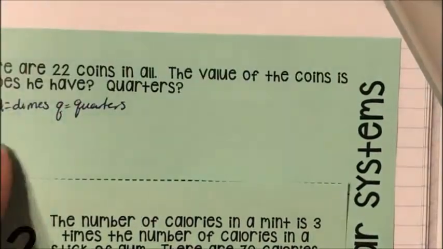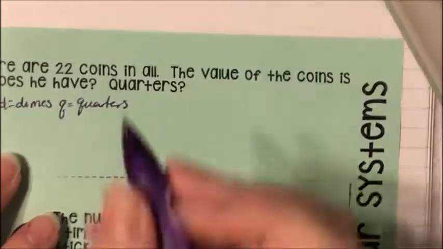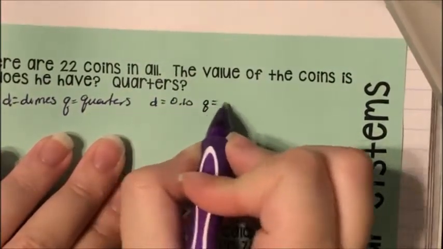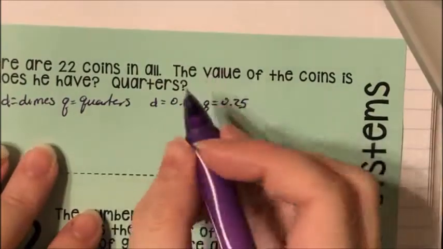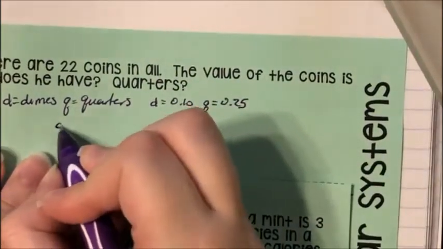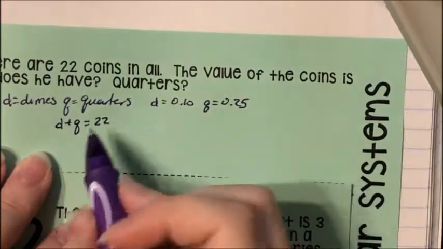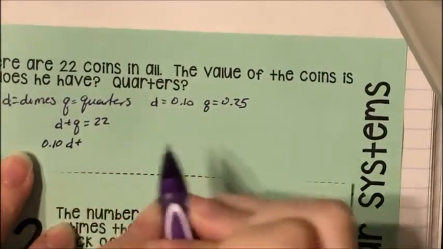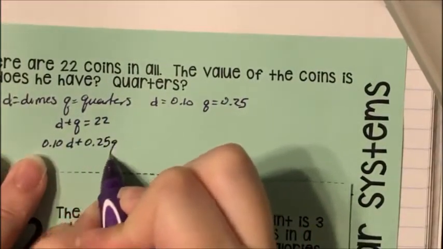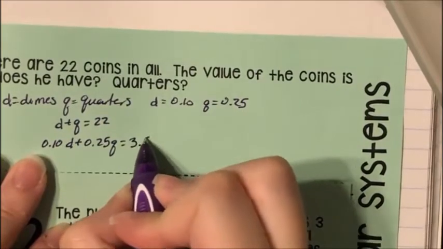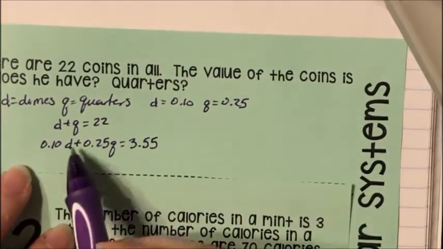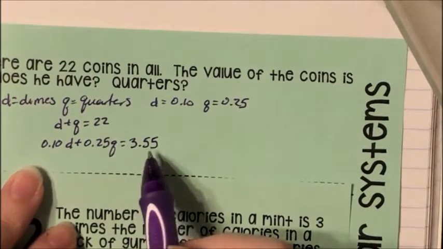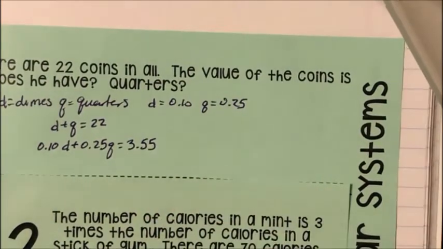Okay, so I'm going to set this up. I'm going to use D equals dimes and Q equals quarters. We know that dimes are 10 cents and quarters are 25 cents. So I'm going to set up two equations. D plus Q equals 22 because I have 22 coins in all. And then 0.10D plus 0.25Q equals $3.55, because that's the amount of dimes times 10 cents plus the amount of quarters times 25 cents equals $3.55.